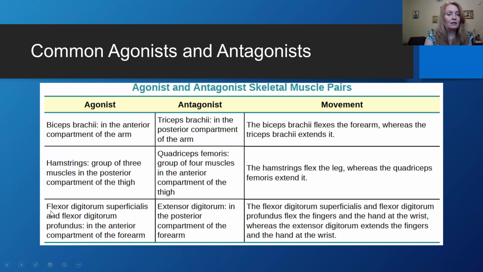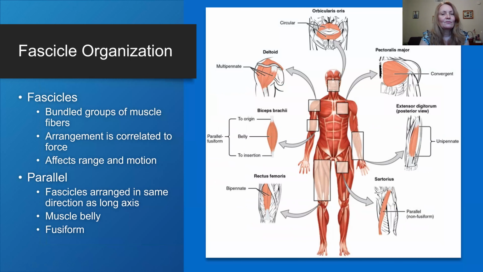Or you can take muscles that flex and extend your fingers and your wrist, right? So this flexor, like flexor digitorum superficialis, flexor digitorum profundus, these are muscles that flex, so they are agonist. And then in the posterior compartment, you will have extensor digitorum. Extensor digitorum will extend the wrist and fingers, and it will be antagonist.